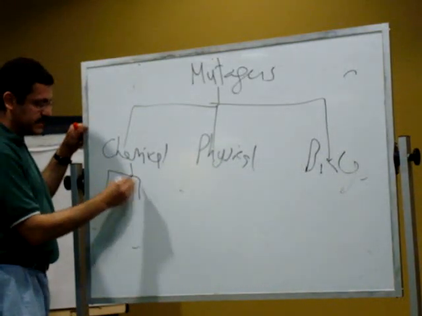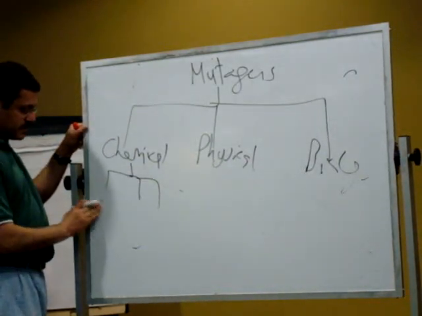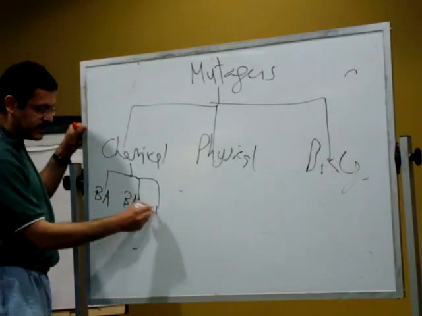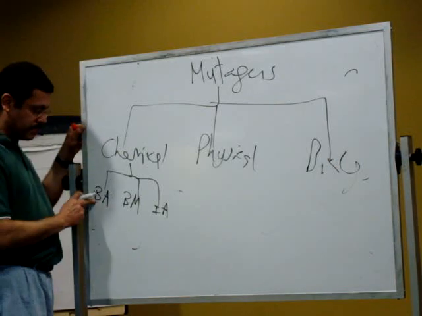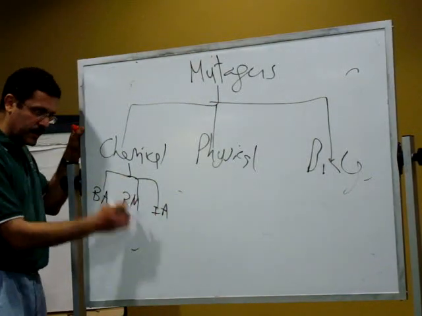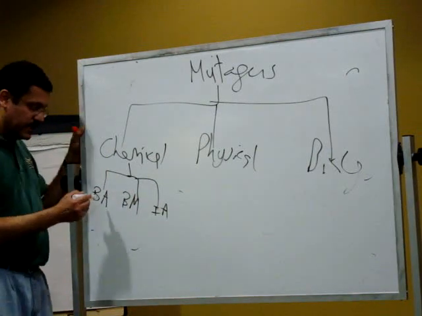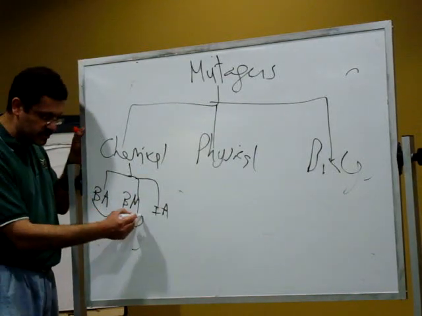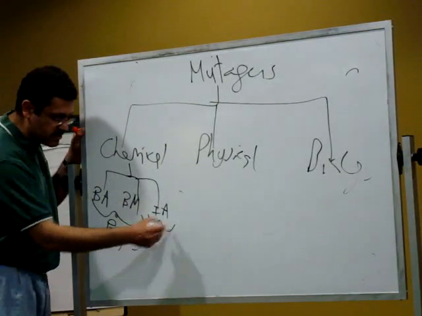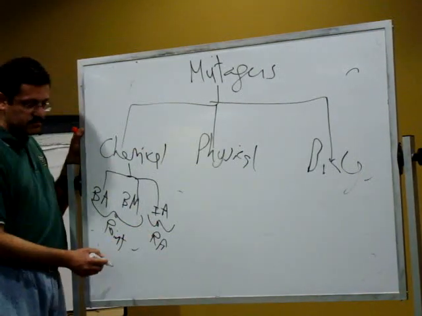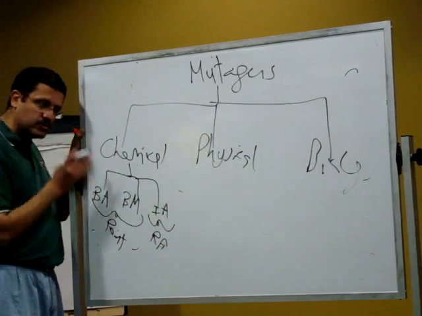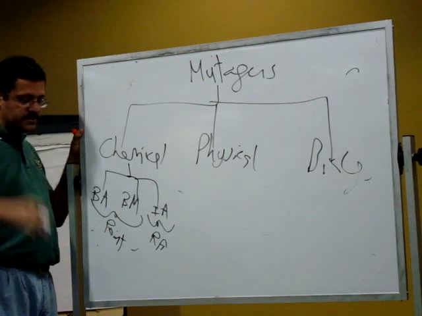Chemical, we discussed three types. We discussed base analogs, base modifiers, and intercalating agents. Base analog, modifier, intercalating agent. You don't have to worry about examples, but please know what they do. These two cause what? Point mutations. This causes reading frame shift. So they shift the reading frame. They insert, so that means they're going to shift the frame.